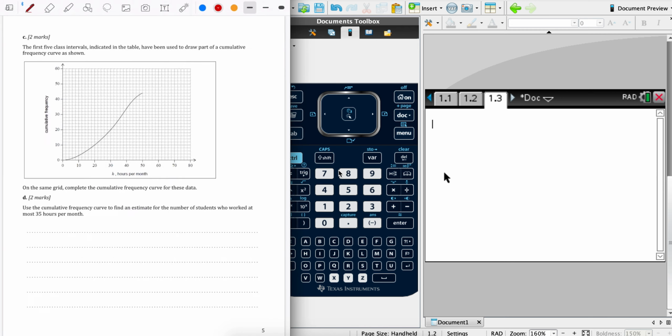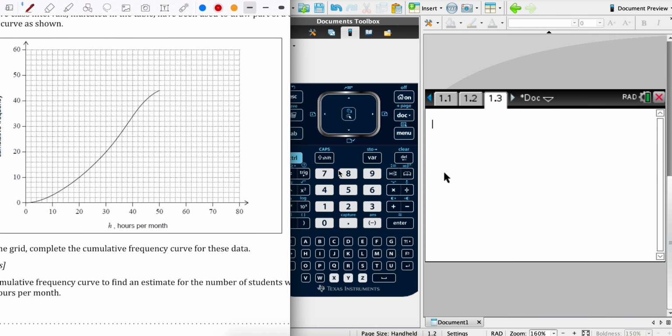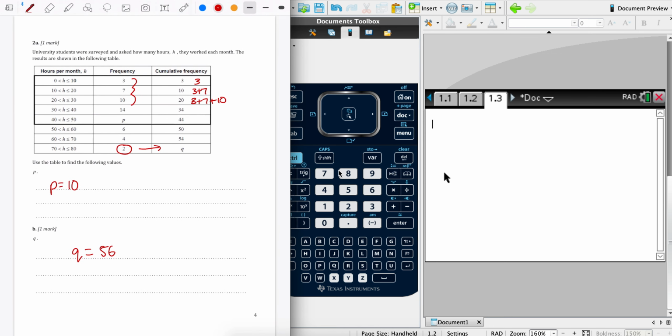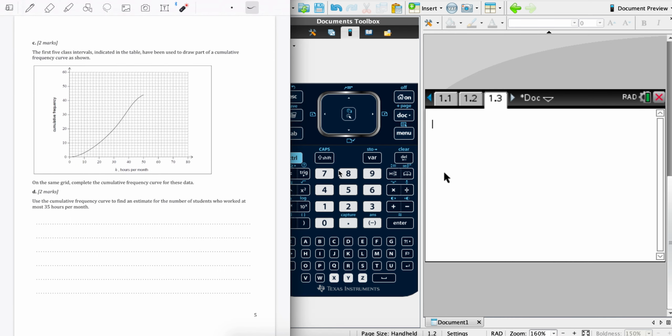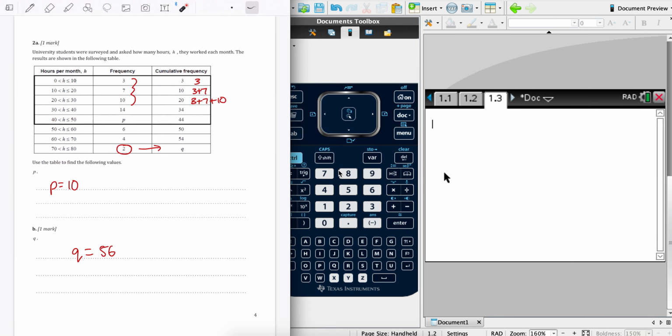So when we're drawing it, we're plotting on here the upper bound of the group against the cumulative frequency value. So for example, you would have been plotting 40 and 34, and then 50 and 44. If we look at the graph, the last one to plot was the upper bound of 50. So we need to plot the remaining ones, and you can see there it's the ones outside of the box.